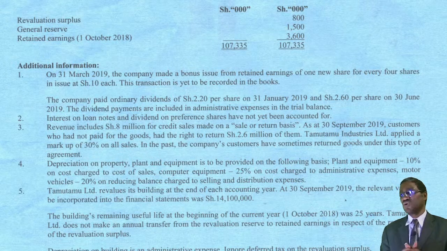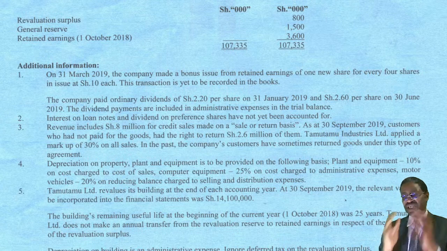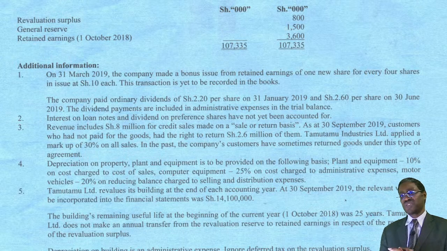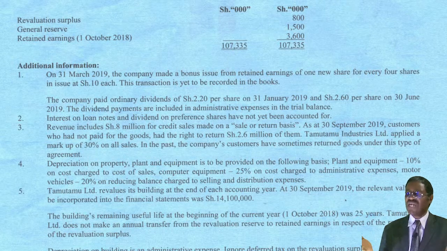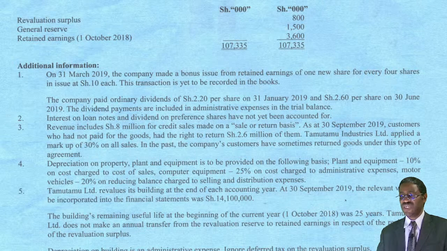Customers who had not paid for the goods had a right to return 2.6 million of them. Tam Limited applied a markup of 30% on all sales. In the past, customers have sometimes returned these goods under this type of arrangement. So I told you this. Let me explain it.